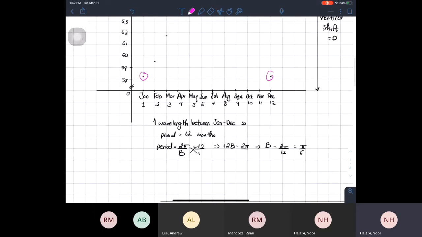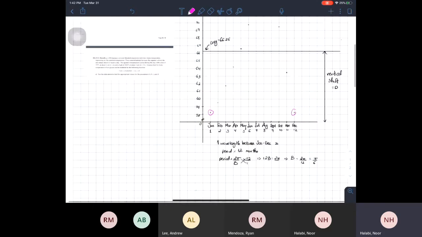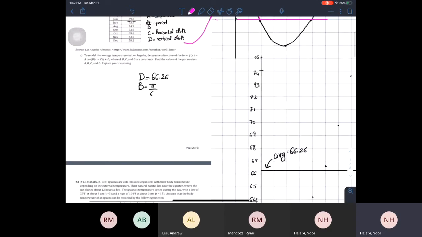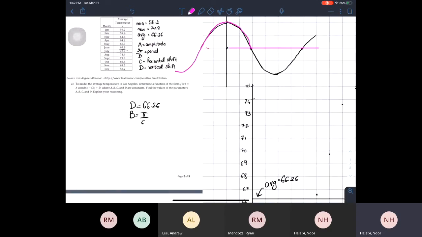And so I just calculated for B. I said 2 pi over B is my period, which is equal to 12. And then with some algebraic manipulations, I got B equals pi over 6. So that's why I said B equals pi over 6. Now I just need to figure out the horizontal shift and the amplitude.